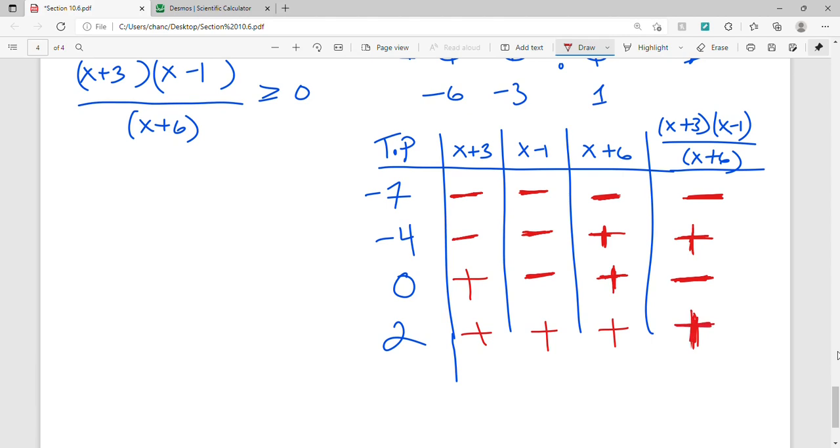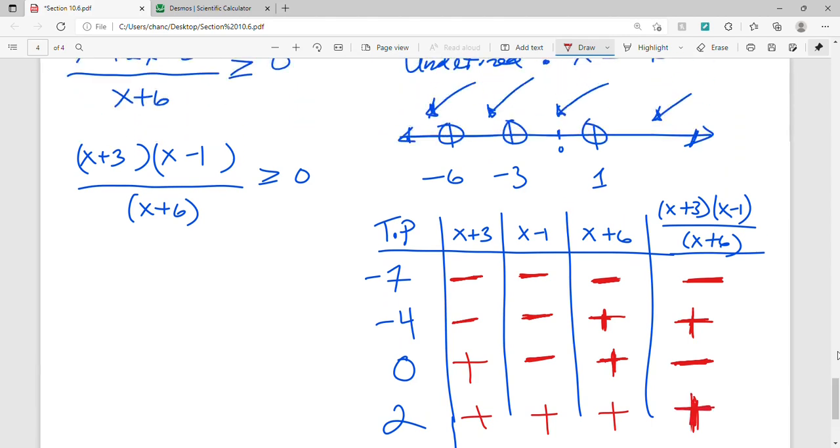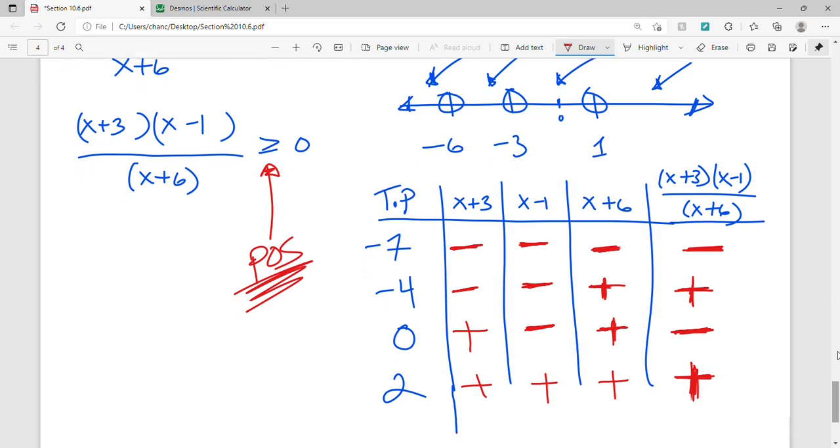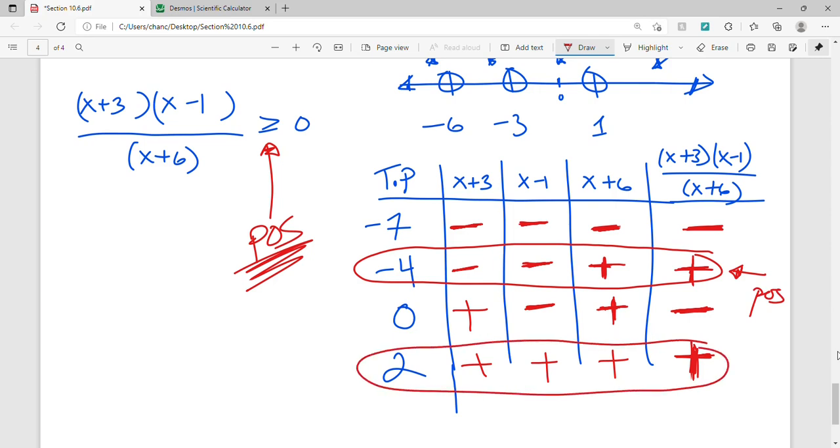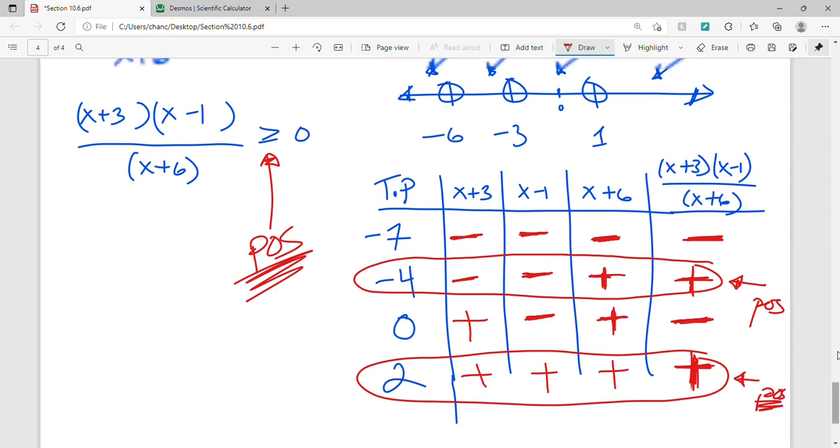Which ones are we concerned about? Let's look at the inequality. The inequality right here says look at only the positive solutions. So we're going to look at the positive solutions. Right here is a positive solution at the end. That's positive. And this one's also positive. So we're going to look at the positive solutions.